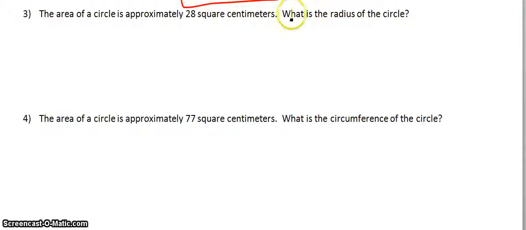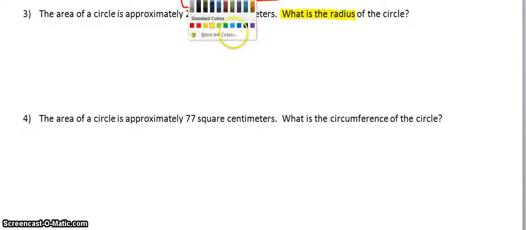Okay, next one. The area of a circle is approximately 28 square centimeters. What is the radius? So in this case, it's asking you to find the radius, not the area. But you are given the area in this problem, so you're probably going to need to use what you're given. So the area is 28 square centimeters.